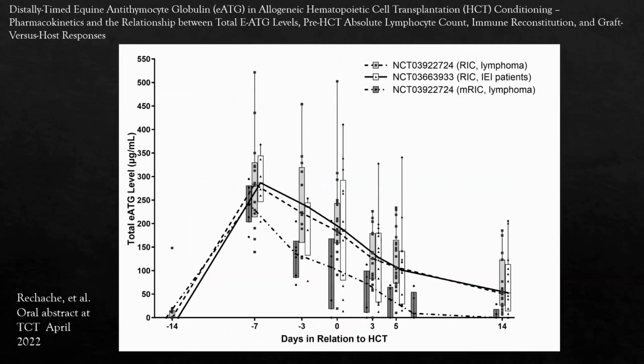We also have started to look at the pharmacokinetics and pharmacodynamics of the distally timed ATG, although this is still in its early efforts. Dr. Rashash, who is one of the clinical research fellows who works with me, will actually be presenting these data as an oral abstract next month at TCT. But shown here are what we've looked at so far, which are the total levels of ATG in plasma over time across the patients that I've talked about already, although we also use the same platform in patients with peripheral T-cell lymphomas who are shown there as well.